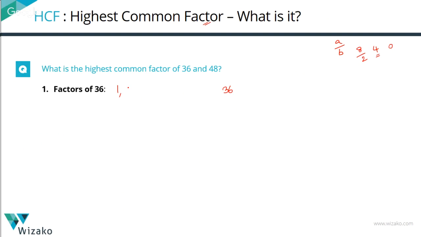The next factor that we're going to look at is 2. If 2 is a factor, 18 has to be a factor. Similarly, if 3 is a factor, 12 will be a factor. 4 is a factor, 9 is a factor. Finally, 6 is a factor. These are all the factors of 36.